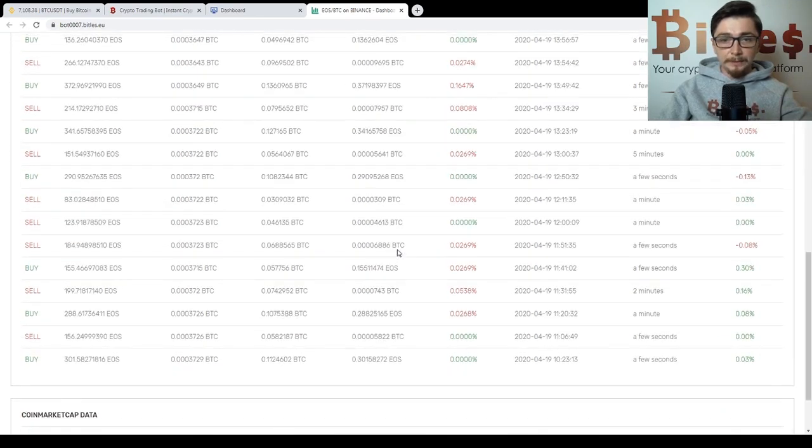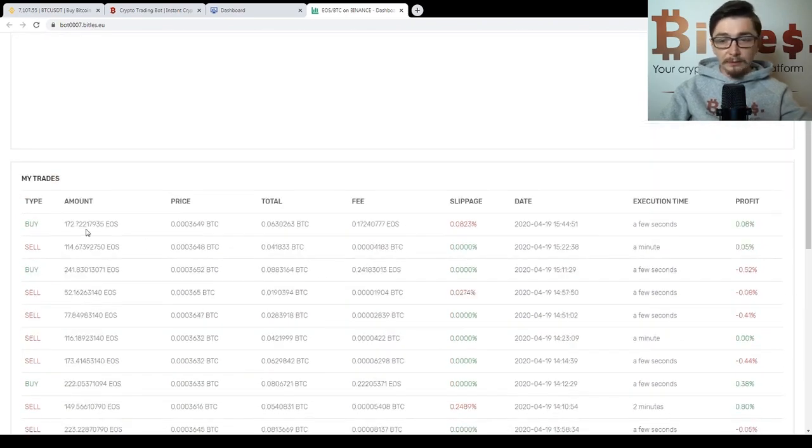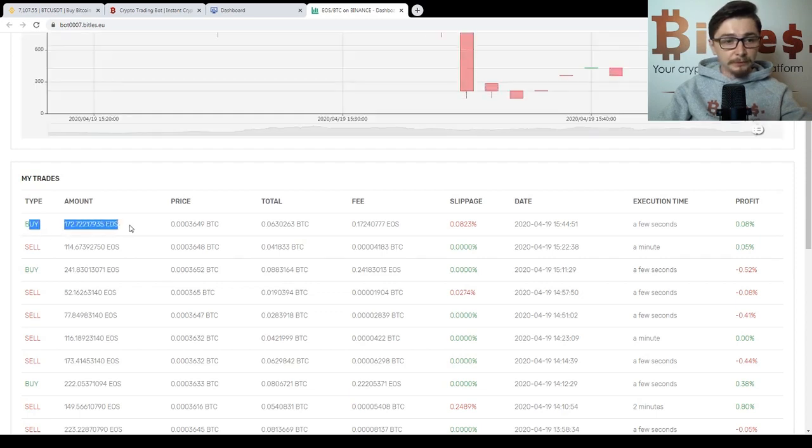So here we can see the history of orders which is formed in the real-time mode which I mentioned before, and this is the trade that we are looking for. Pay attention, it's a buy trade, the amount is the same, 172, the price is the same, 0.0003, total is the same as well, 0.063, date is the same as well, April 19th. And hours are different, like I mentioned, so it's 15 hours, 44 minutes, and 51 seconds. If you pay attention, you can see that execution time of this trade took a few seconds.